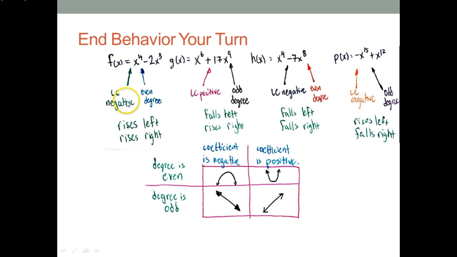Make sure that if you're writing these down, you correct this. The leading coefficient here for f of x is positive. It is not negative. This is incorrect. It will be corrected on the downloadable version of these notes.